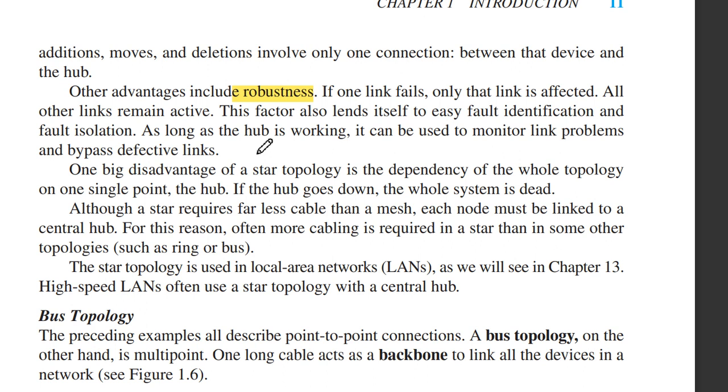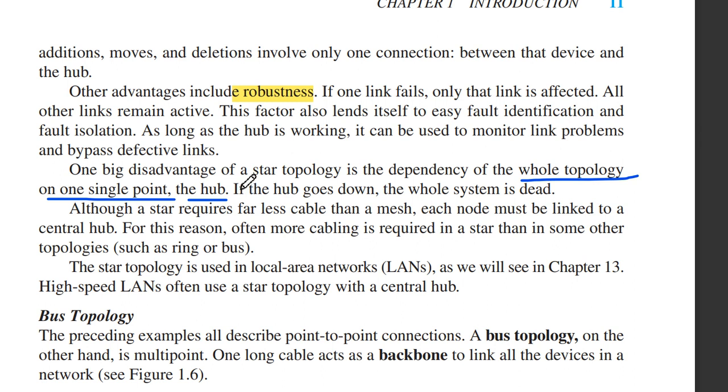One of the big disadvantages of the star topology is the dependency of the whole topology on one single point, that is, the hub. For example, if the hub goes down or something happens to the hub, the entire system goes down. That is a major disadvantage of the star topology.